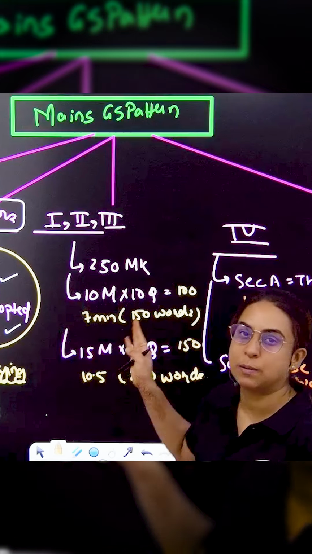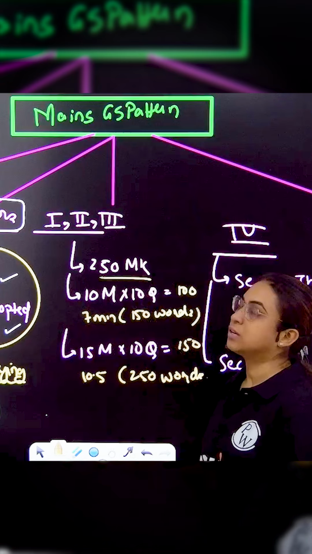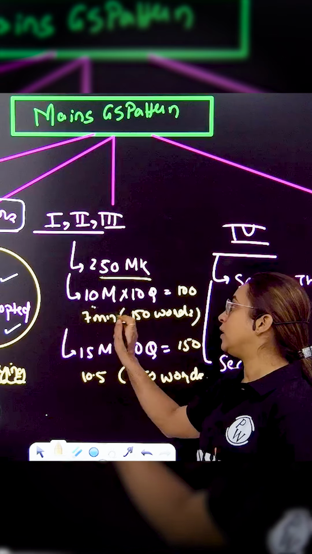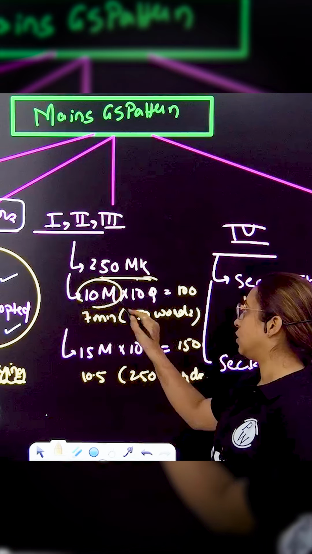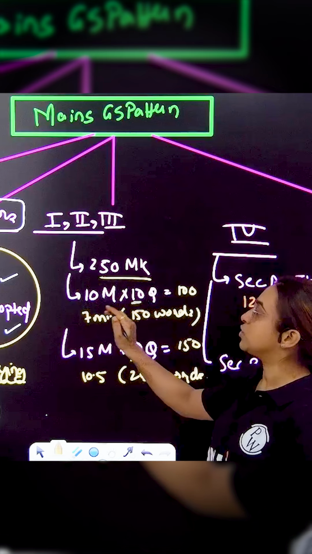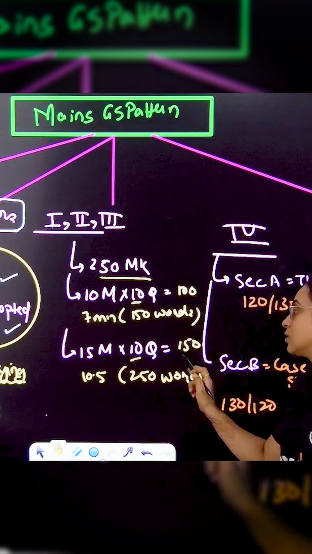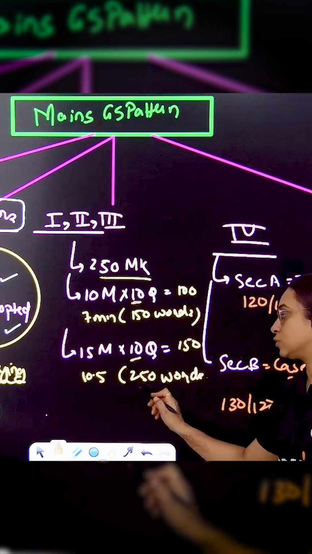Then we have GS paper 1, 2 and 3. They are on similar lines, wherein it's 250 marks each paper. There are about 20 questions that you have to write. There are 10 questions of 10 marks. There are 10 questions of 15 marks. So this becomes 100 marks. This becomes 150 marks. The total is 250 marks.